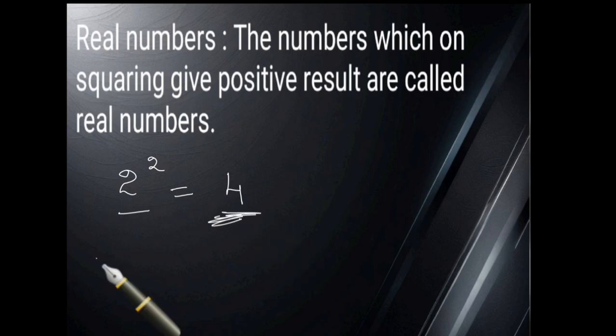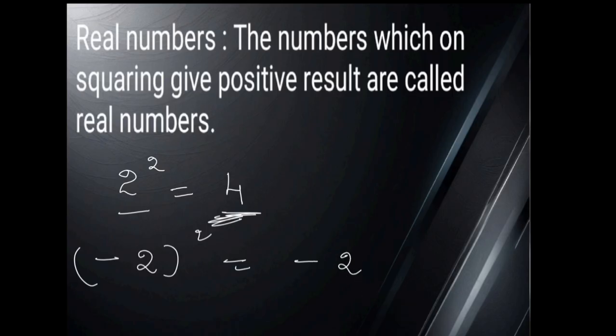I am taking another example, minus 2. I am squaring minus 2. Minus 2 whole square means minus 2 into minus 2. Minus into minus is plus, 2 into 2 is 4. So when I am squaring this minus 2, we get a positive result, plus 4. That we call a real number.